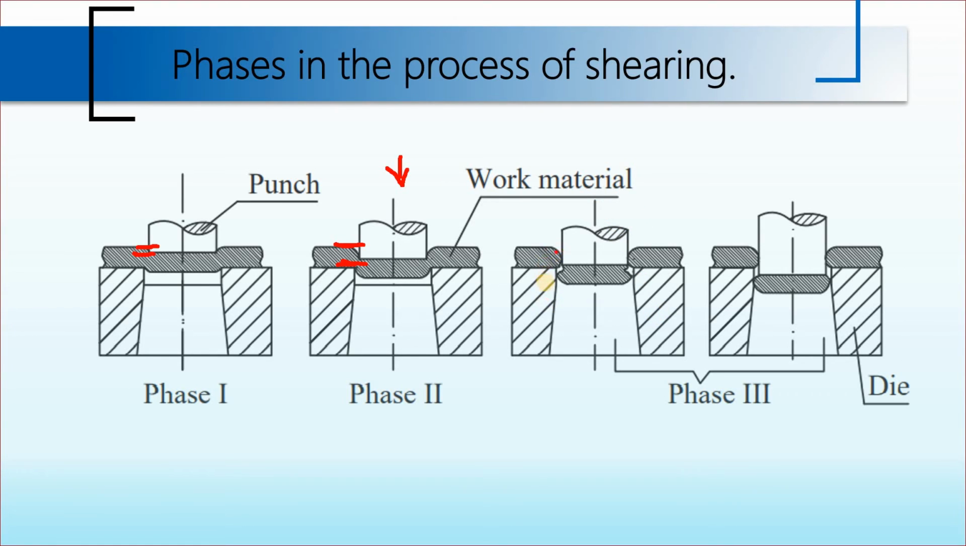Once the force is increased more than its plastic limit, micro cracks start to be observed, and finally the final crack can be seen. So this was phase 3, and this is how the cutting operations, or we can say blanking and punching operations, take place. So this was the basic mechanism that we understood today.